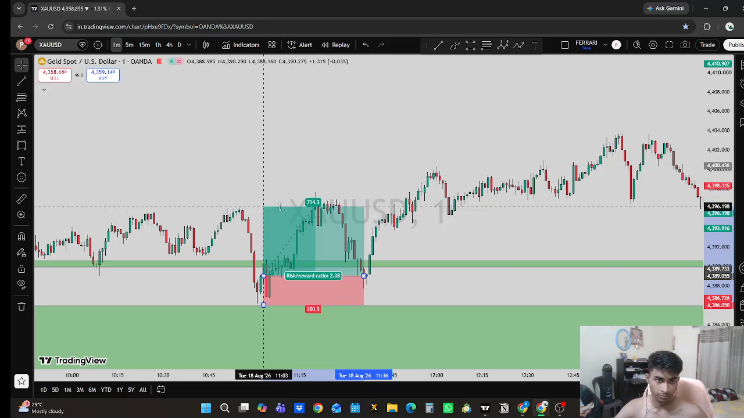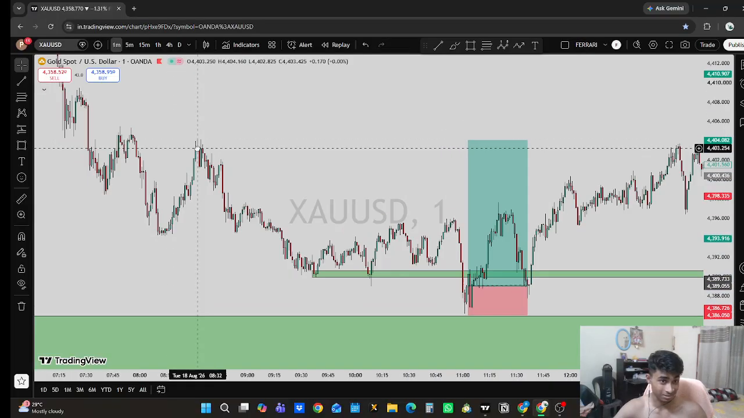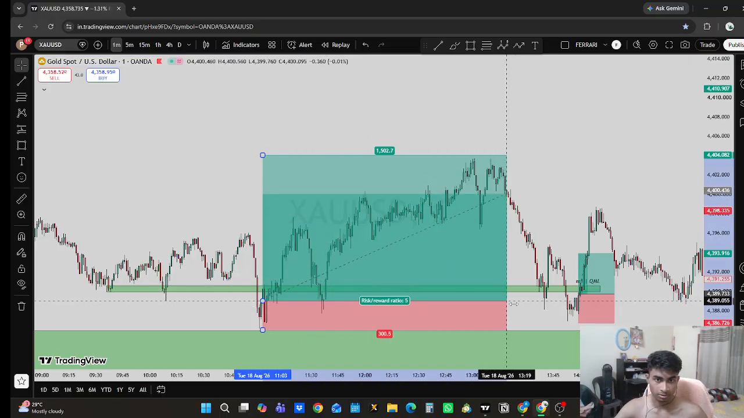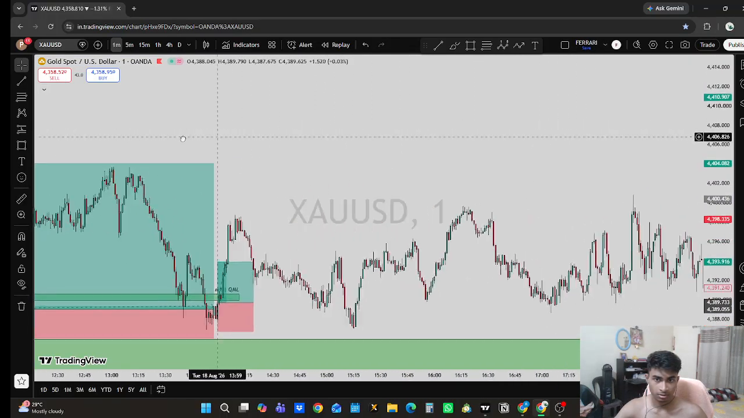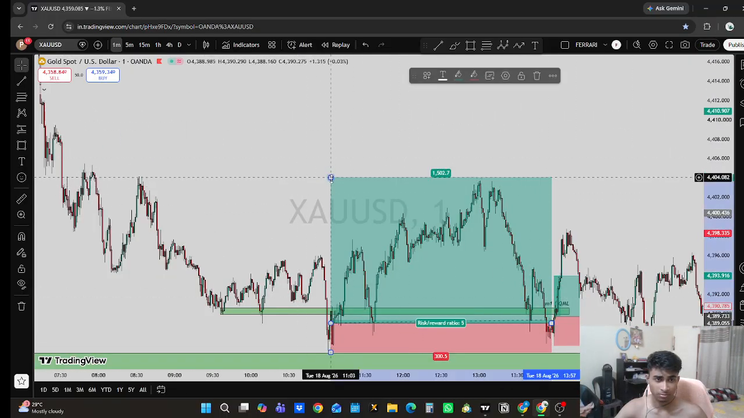And basically, first TP would have been this one, this entire range, and then second TP would have been almost this high because it's very clear. It's very clear. And see, it almost touched it, almost, but no, pretty almost, like literally almost.